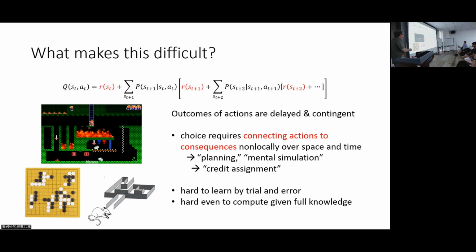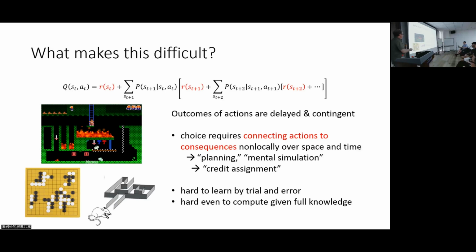So one way of thinking about, abstractly, the problem of choosing in this kind of task is that it requires connecting actions to their consequences over long distances of space and time and multiple contingent probabilistic steps. Sometimes this is called credit assignment if you're thinking about it in terms of learning. Sometimes it's called planning if you're thinking about it going forward. But either way, you've got to draw a line from something you do now to something you get later. So that makes trial and error learning really hard, of course.